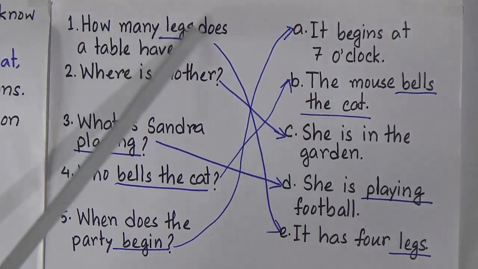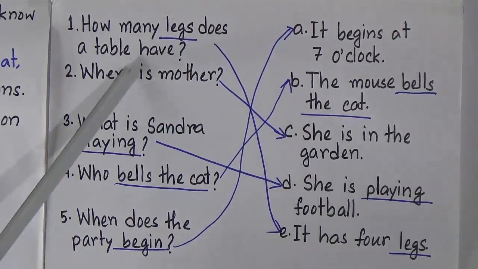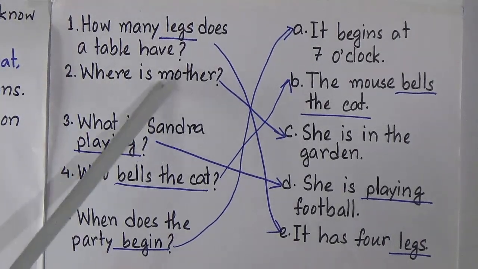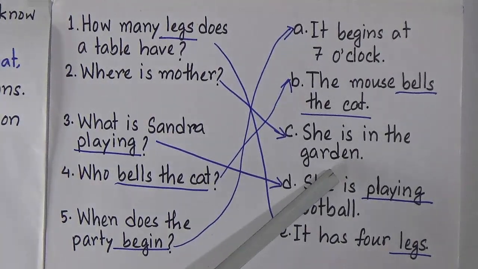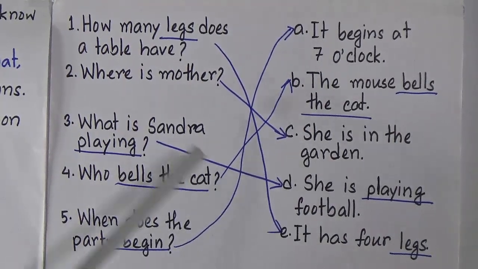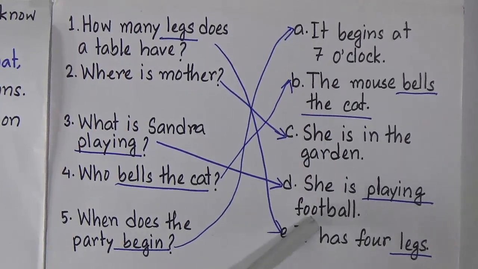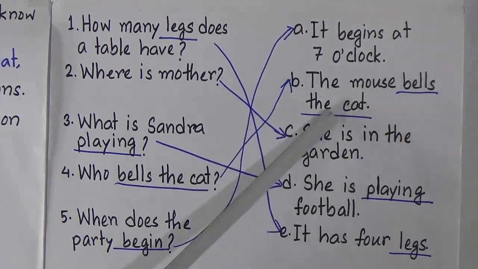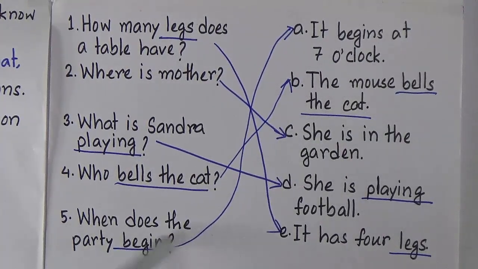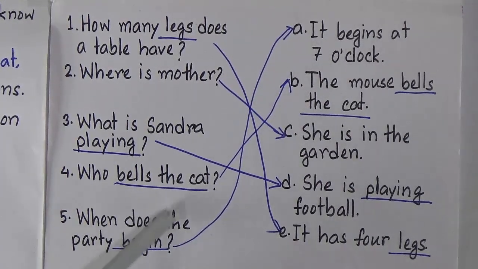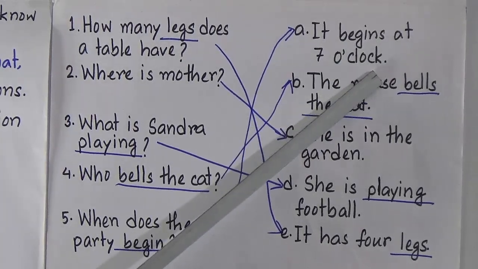So number 1 matches with number E. How many legs does a table have? It has 4 legs. Number 2, where is mother? Number 2 matches with number C, she is in the garden. Number 3, what is Sandra playing? Number 3 matches with number D, she is playing football. Number 4 matches with number B. Who builds the cat? The mouse builds the cat. And number 5, when does the party begin? Number 5 matches with number A. It begins at 7 o'clock.